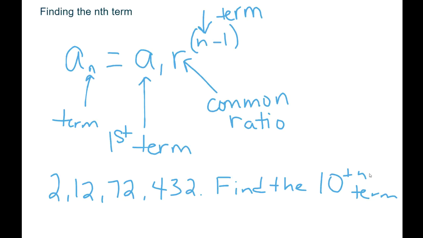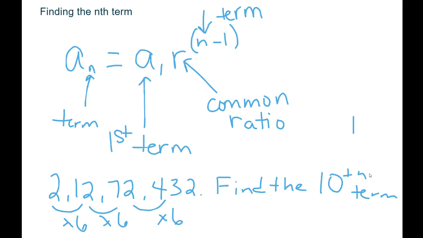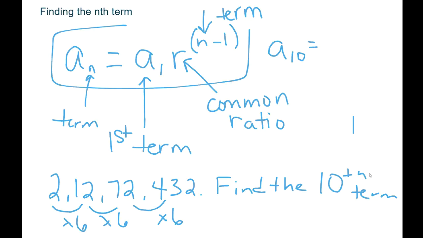Well, obviously you could just keep multiplying once you figure it out. And it looks like times by 6, times by 6, times by 6. So sure, you could just keep multiplying, but know that you could also put it into your equation up here. So let's just rewrite it. A sub n, well, it's going to be the 10th term. So I'm just writing this, but now I'm going to put 10s in there. So a sub 1, right here, just means what is our first term? So our first term is a 2.